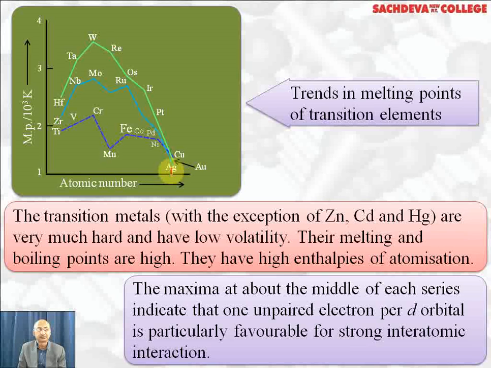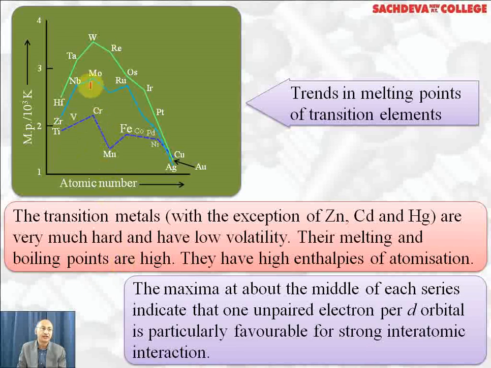Zinc has low melting point because zinc, cadmium, mercury, all the three have low melting and boiling point. The reason is that they have all the d orbitals full and only 2 electrons in valence shell s orbital. That's why they have weak metallic bonding. That's why they have high volatility. So the transition metals have low volatility except zinc, cadmium, mercury, which have high volatility. Transition metals have high melting and boiling points except zinc, cadmium, mercury, which have low melting and boiling point. They have high enthalpy of atomization.